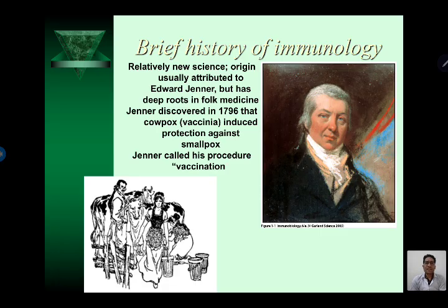So you can see the brief history of immunology. It is a relatively new science, with its origin usually attributed to Edward Jenner, but it has deep roots in folk medicine. Jenner discovered in 1796 that cowpox (vaccinia) induced protection against smallpox. Jenner called his procedure vaccination.